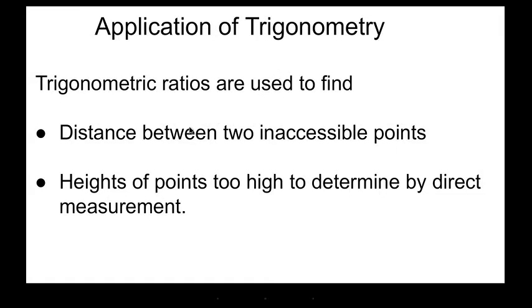Many times we need to know the height of a building, a tree, or the distance of a ship from the lighthouse, etc. But we cannot measure it directly. So we can measure these distances with the help of trigonometric ratios. Trigonometric ratios are used to find the distance between two inaccessible points and the heights of points which are too high to determine by direct measurement.